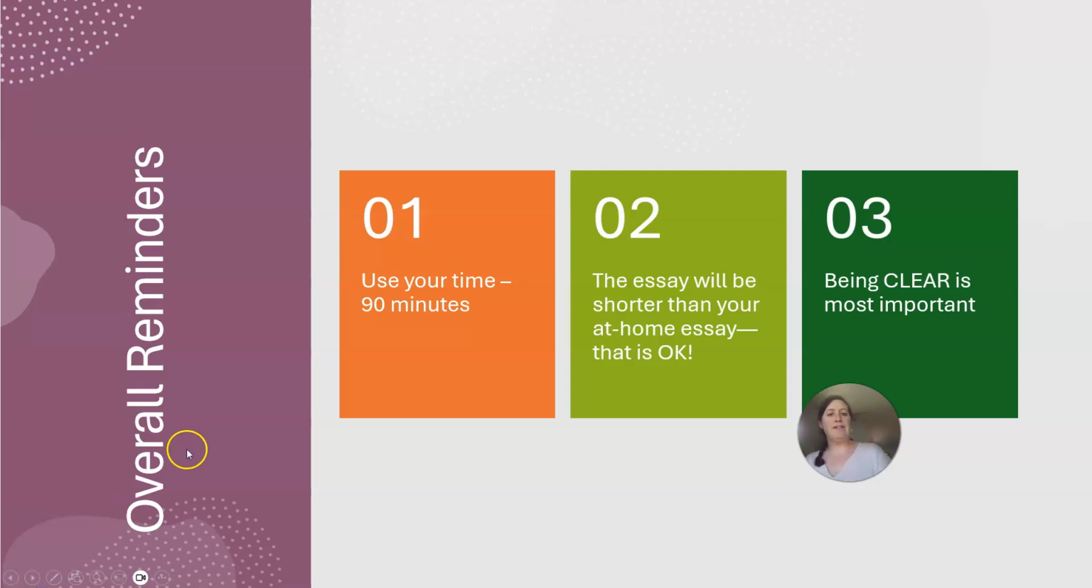So the final reminders I want to give you are, you have 90 minutes. Please use 90 minutes. If you finish early, you could go ahead and check your essay. Read it over again. See if you need to add anything. See if you need to fix any grammar. Also remember, the essay will be shorter than your at-home essay, and that is completely okay and acceptable. We don't count the words in this essay. We just see overall if you have 3 points and you did your best to have good support. Being clear is the most important. When you only have 90 minutes, you cannot express your strongest, most complicated or difficult ideas. The most important thing is just to be clear.